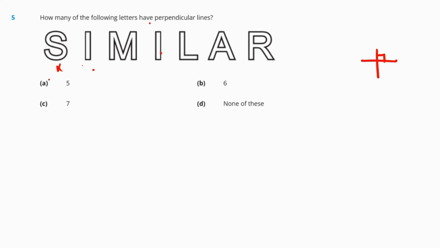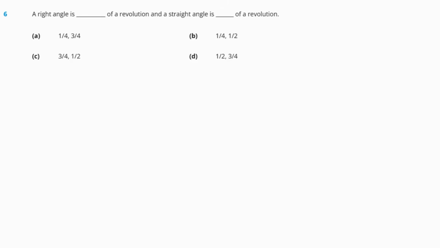Let's see. S, no. I, yes, over here. M, yes, over here. I again a yes. L, yes. A, no. These are slanting lines. They are not intersecting at 90 degrees. R, yes, over here. So 1, 2, 3, 4, 5 alphabets have perpendicular lines. Option A, 5, is the answer.